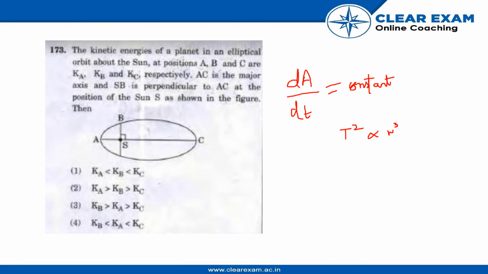Therefore, the order for kinetic energies will be Ka greater than Kb greater than Kc, which is the second option. Yes, the second option is right.